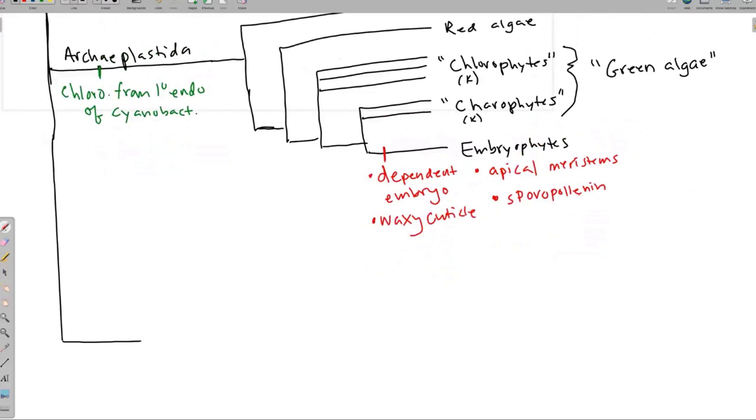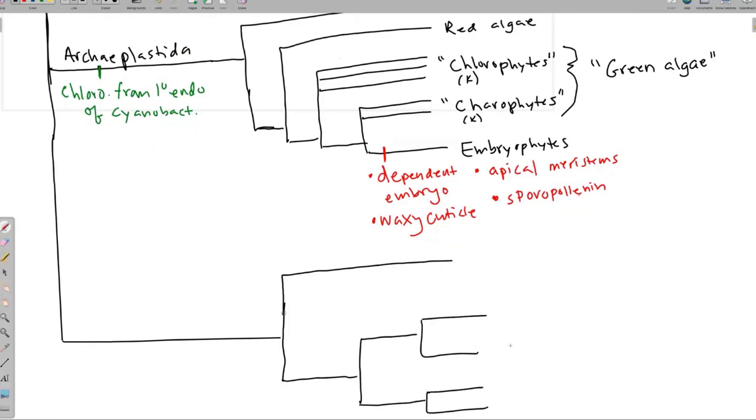And we'll expand that in a moment. And there are two major groups within the Unikonta. I'm just going to go very broad here. And we have the Amoebozoa, so that's like slime molds and lobe amoebas, like the protist that you probably think of as an amoeba.